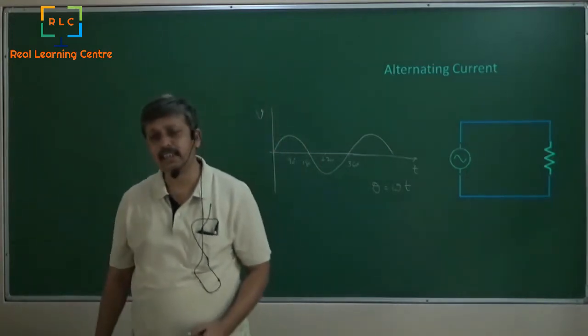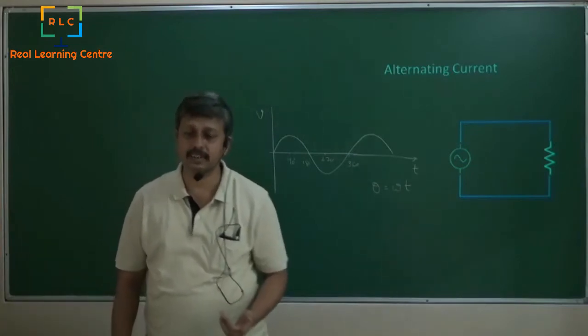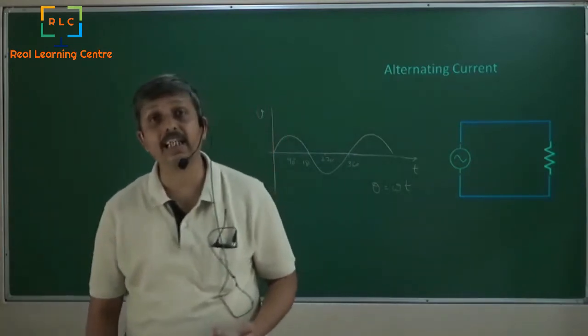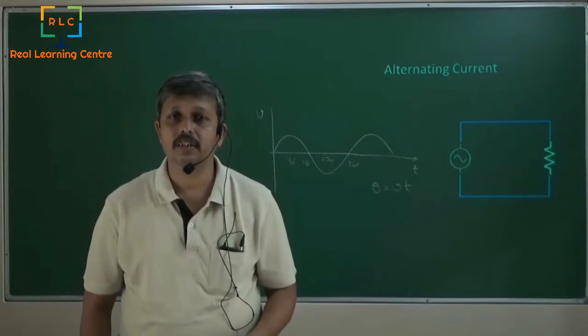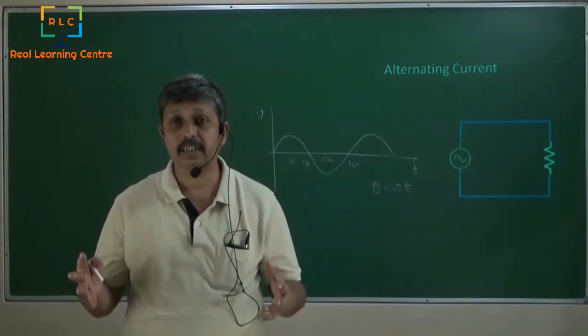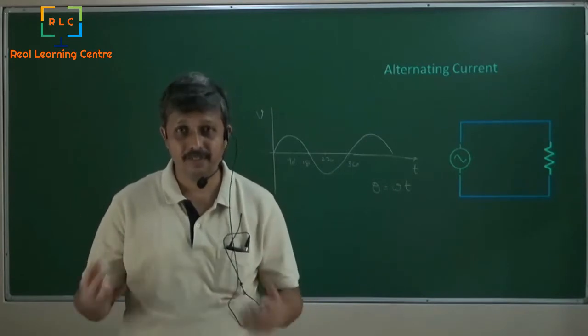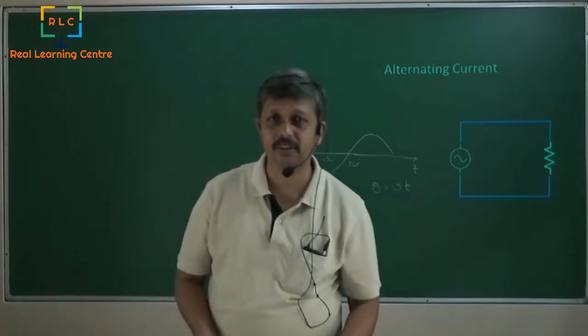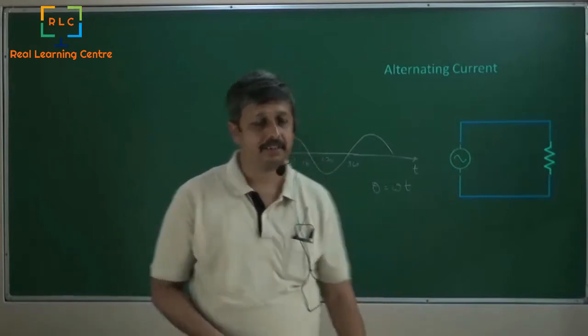The scientist who worked extensively on this was Nikola Tesla. He worked on creating industrial grade alternating current generators, so we call them alternators. They are generators, but they generate alternating current.